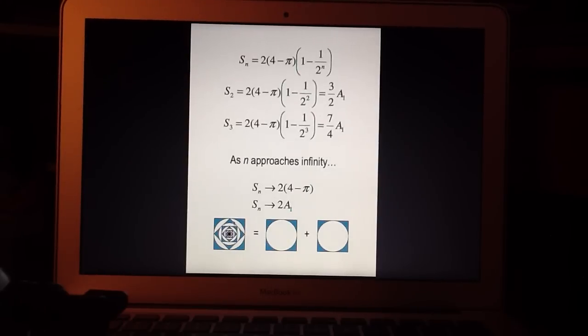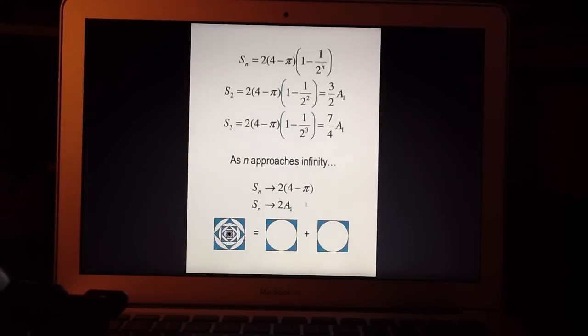No, but seriously, to give you a visual idea of what's happening, if you took all of these areas as n approached infinity and just added them together, it would never actually equal it, but it would approach 2 of these put together. The more stages you continue on, the higher n is, the closer and closer you're going to get to actually having a total area that is twice a1.